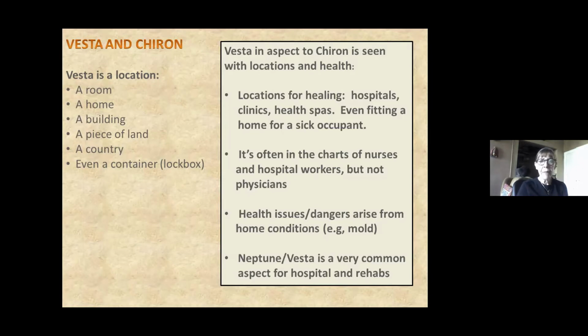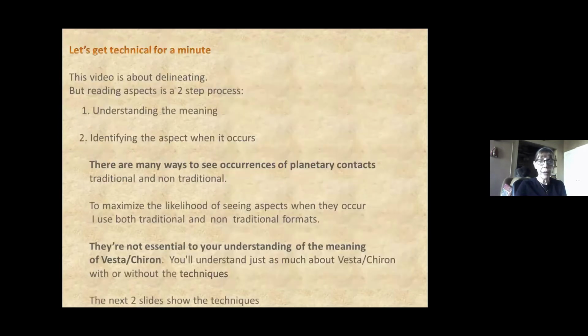Now, the other manifestation of Vesta and Chiron are health issues and dangers that arise from home conditions like mold. Another picture for a lot of the same is Neptune Vesta, a very common picture for hospitals and rehabs. And those pictures of moldy homes will also show up with afflictions of 4 and 6, for a problem with the environment in the home, a health problem coming from the environment.